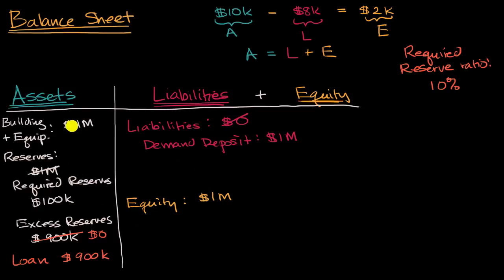And so now notice here, the whole time that we were doing this, the assets were equal to the liabilities plus equity. Assets right now are $2 million, $1 million plus $100,000 plus $900,000, and our liabilities plus equity are $2 million. $1 million in liabilities, $1 million in equity.